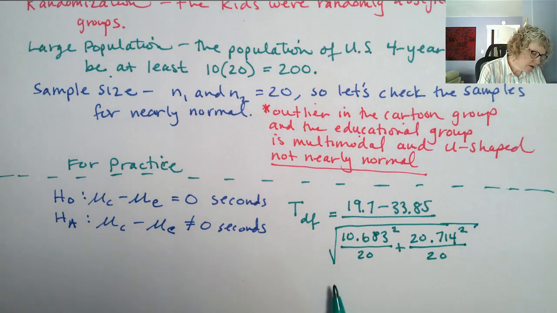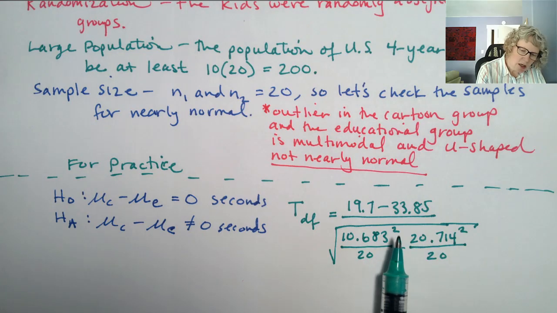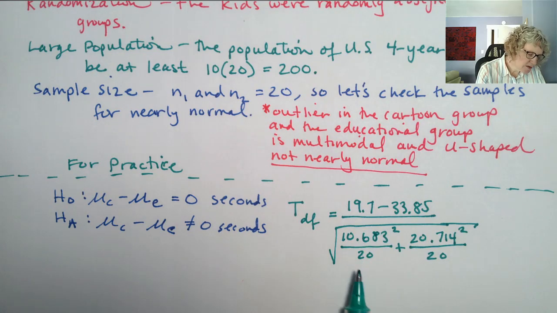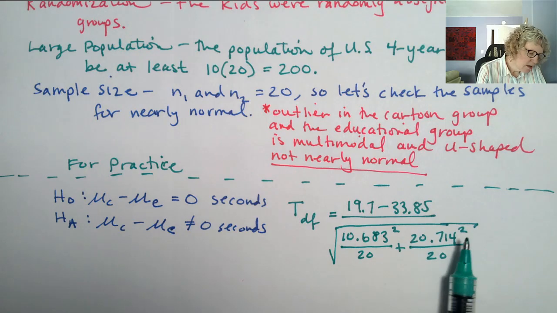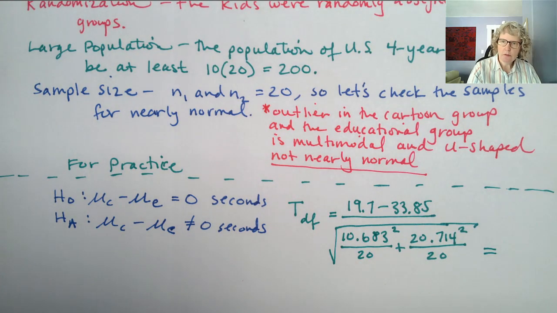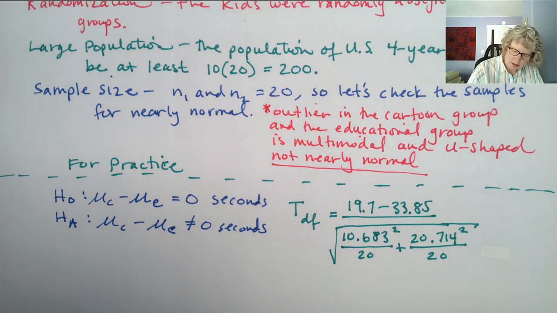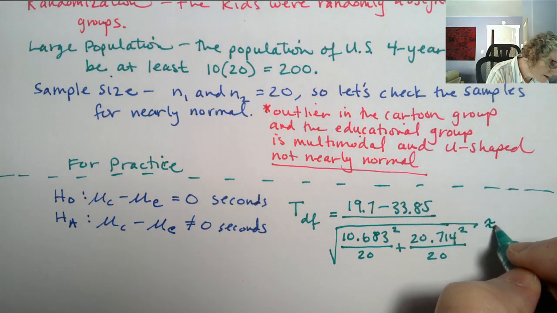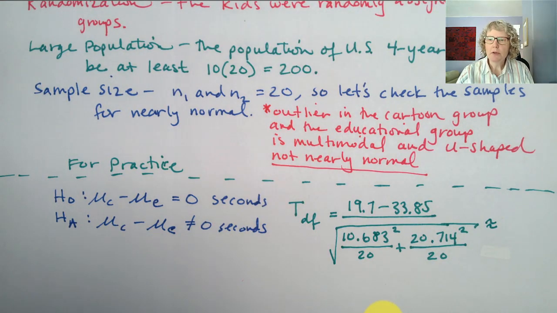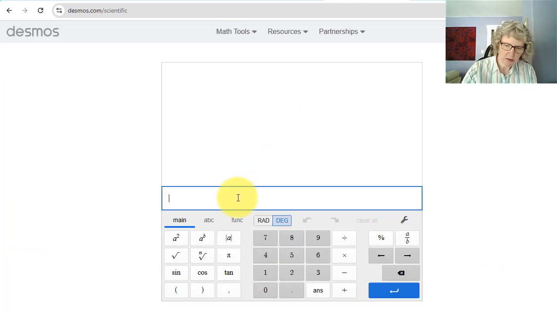Okay, so here's our combined standard error here. So we have 10.683 squared over 20, you could put parentheses there or not, plus 20.714 squared over 20. Okay, so let's get a value for that. Or actually I want to make that higher. And I'll just do approximately equal or equal. Okay, so I'm going to use a Desmos calculator for this so I can see if I need to do any proofreading.